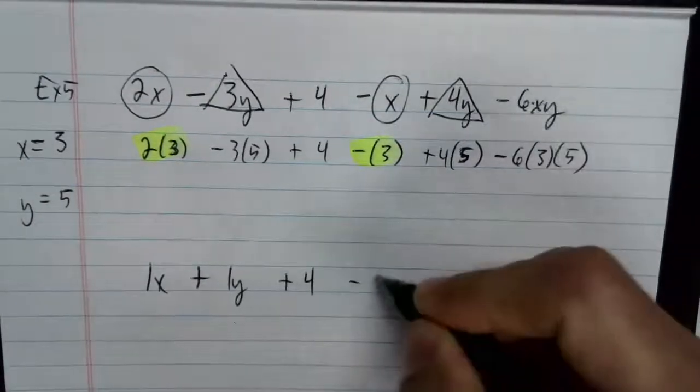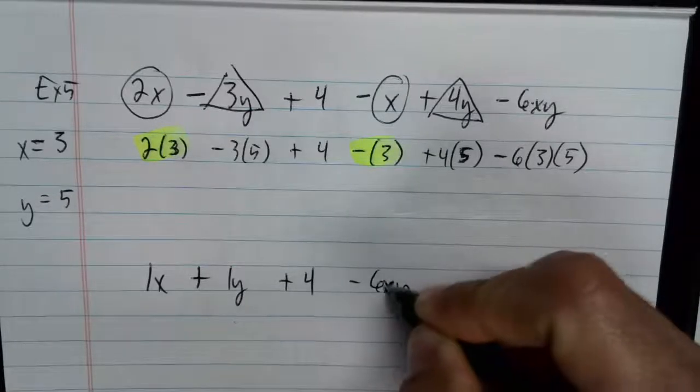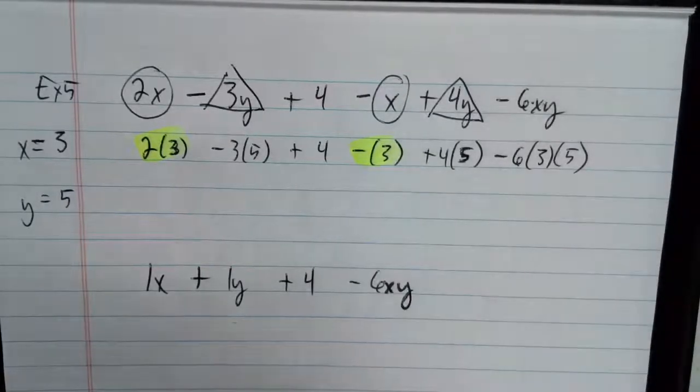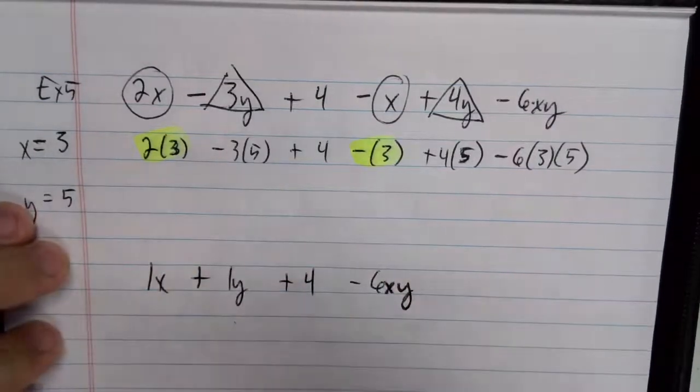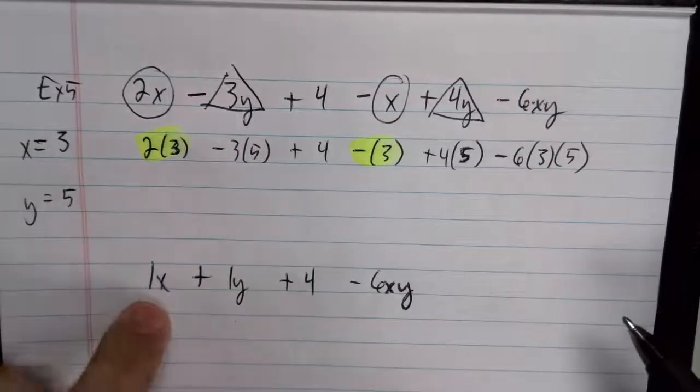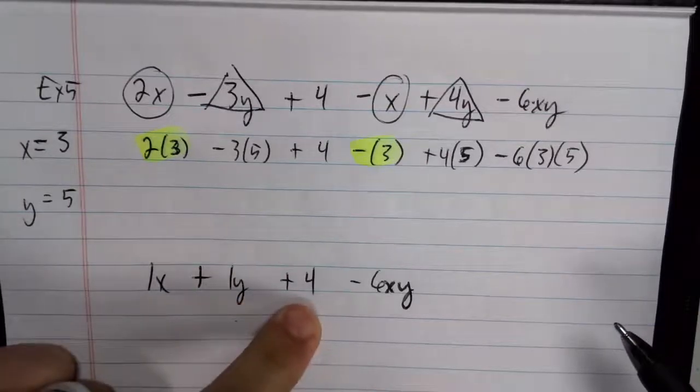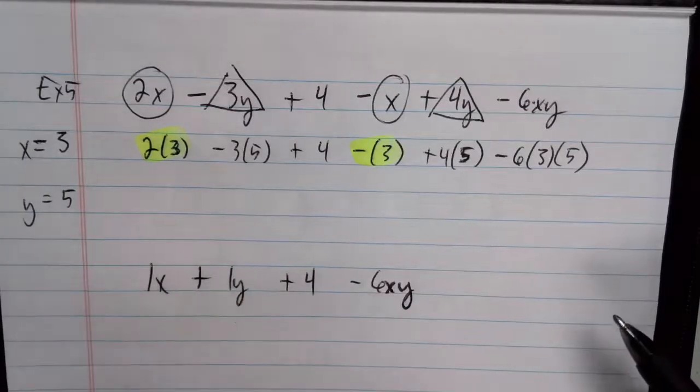So, now we'll take Autumn's advice. We'll bring the minus 6xy back. I think that's a good strategy when there's a piece of a problem you don't quite understand; there's the rest of it that you can do. Now, x plus y plus 4 minus 6xy.